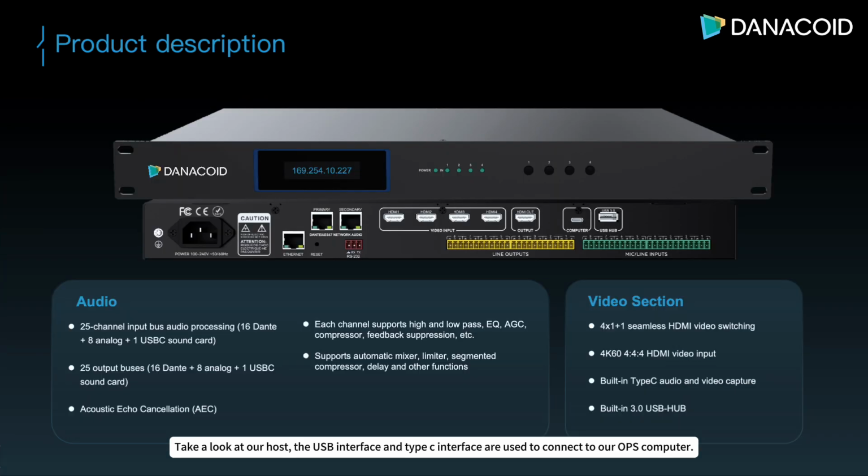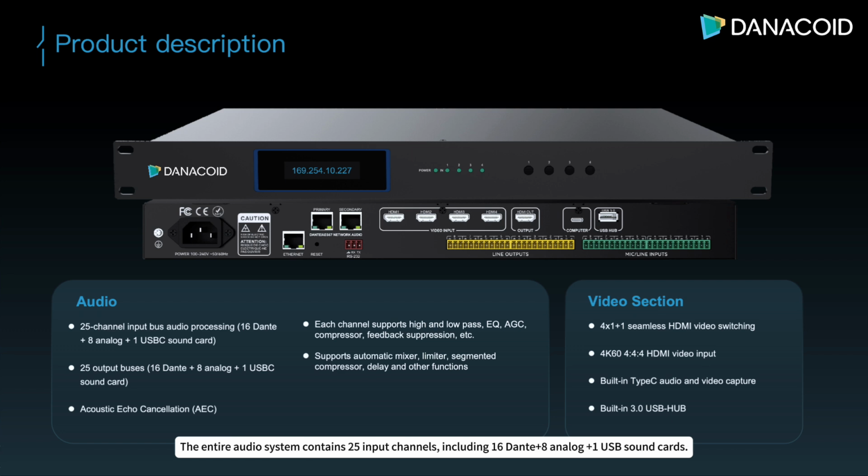Take a look at our hardware. The USB interface and Type-C interface are used to connect to our OPS computer. The 4 HDMI inputs are used to connect the 4 cameras. The HDMI output here can be used to connect to a hardware-based teleconferencing platform or to our conference room screens. Here are 8 analog input interfaces and 8 analog output interfaces. These 2 interfaces are Dante, and the whole system supports 16x16 Dante signals. If we have more microphones, we can use the solution through the Dante network interface. We can also output the Dante signal to our back-end device through this interface.